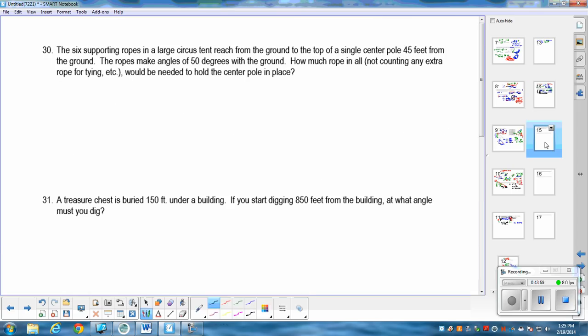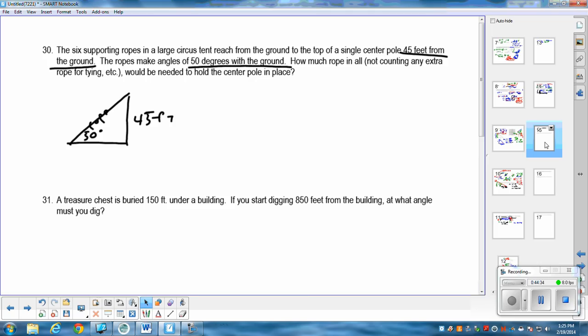Number 15. We have a pole supporting a circus tent. There are ropes that reach from the ground to the top of the pole, 45 feet from the ground. So this is going to be 45 feet, the top of the circus tent pole. We know that the rope makes a 50-degree angle with the ground.